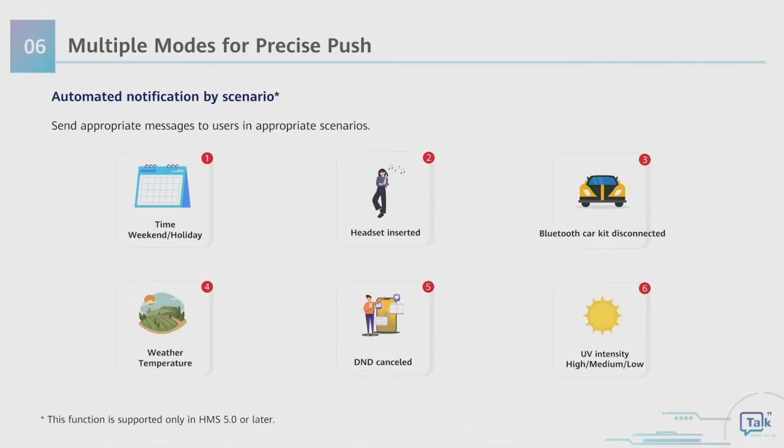In the newest HMS Core 5.0, we also provide further pushing capabilities of automated notification by scenarios. Examples of scenarios include weekends and holidays, when users insert headsets, when users disconnect Bluetooth car kit, a particular temperature, user canceling the DND status, or a certain UV intensity. More flexibility and possibilities are on their way.